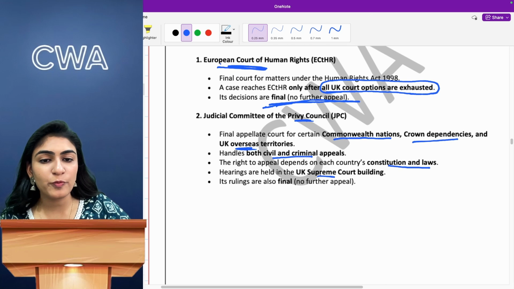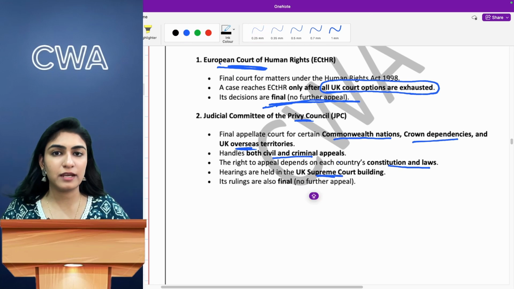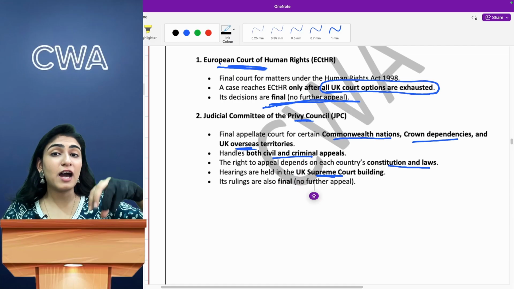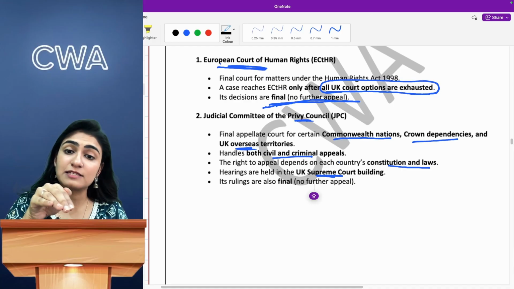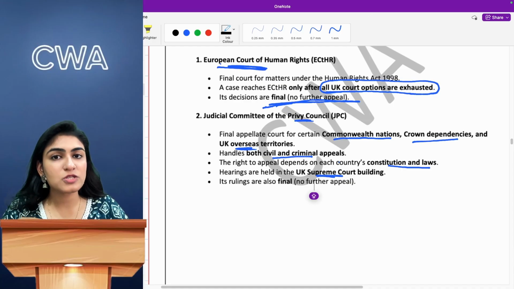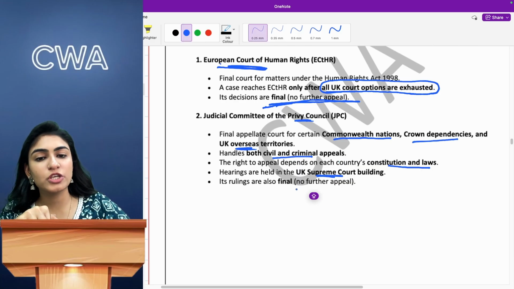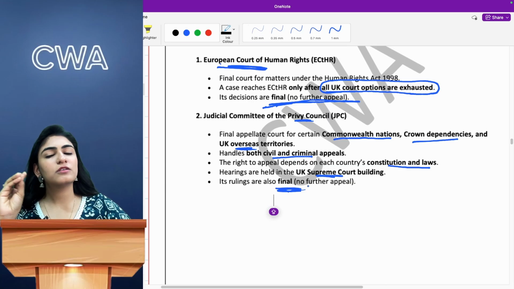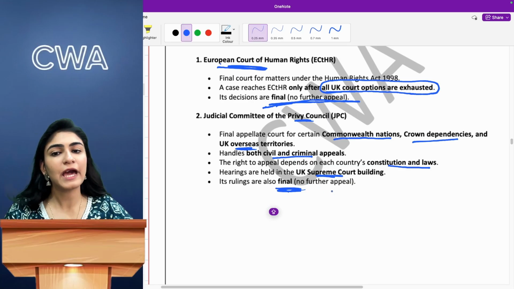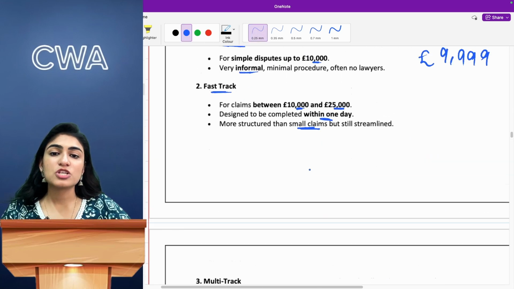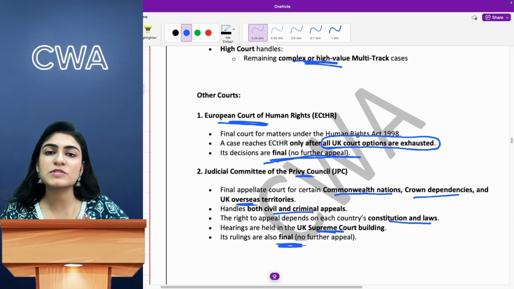Hearings are held in the UK Supreme Court building itself. Mark my words, hearings are held there. It does not mean that hearings are held in the UK Supreme Court. In the building where the UK Supreme Court exists, the JCPC council also exists, and hearings are held there. And in this case also, the ruling is final, that is, the judgment passed is final, and no further appeal can be made in the JCPC as well. So these are a few other concepts that are linked to court systems in the UK.